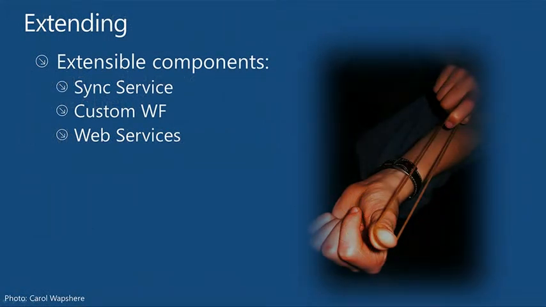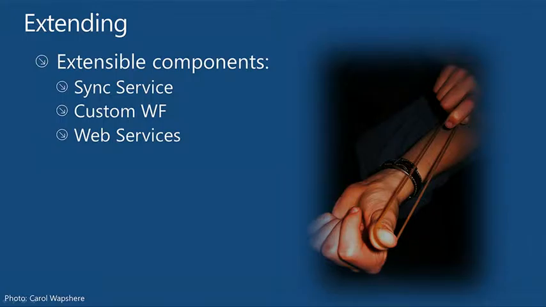Extending. So one of the strengths of FIM is that it's very extensible. And this is nice because everyone's environment is different. We've got different applications, we've got homegrown things, we've got all sorts of stuff, weird policies, different things that we need to get done, different priorities. So with FIM, we have always been able to get in there, write some .NET code, write our own workflow activities.